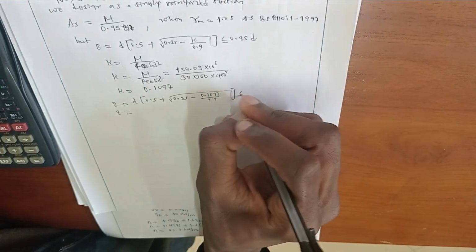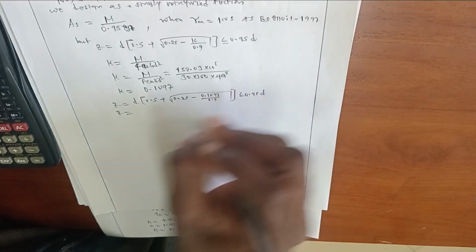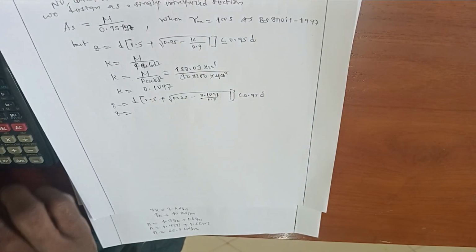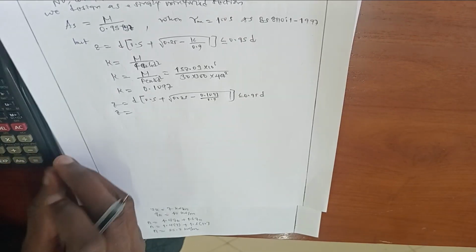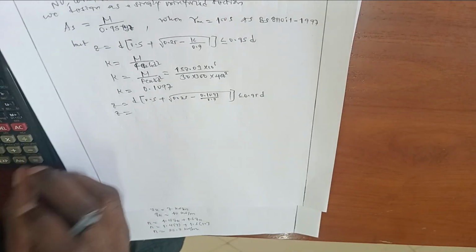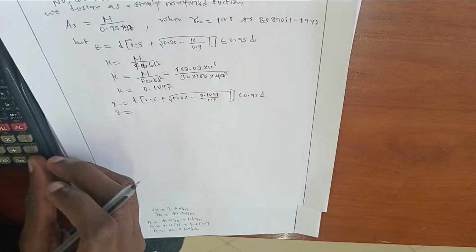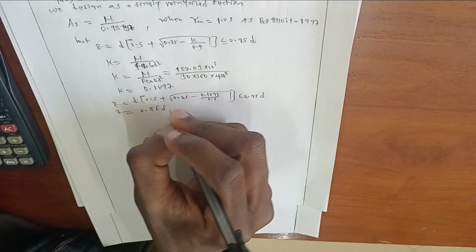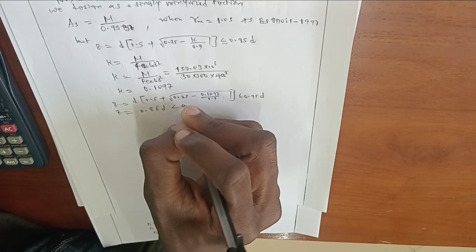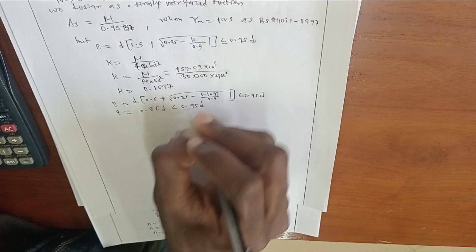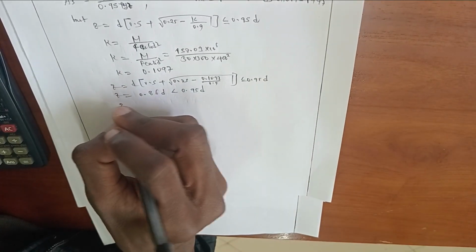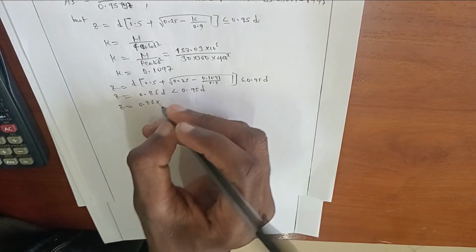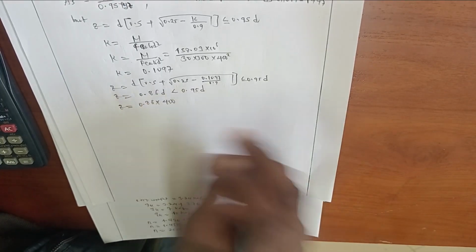Z should be less than or equal to 0.95 times effective depth. So, Z divided by d is 0.25 minus the square root of 1 plus 0.5, which is equal to 0.86 times effective depth. This is less than 0.95 times effective depth. Therefore, Z will be equal to 0.86 times effective depth, which is 400.